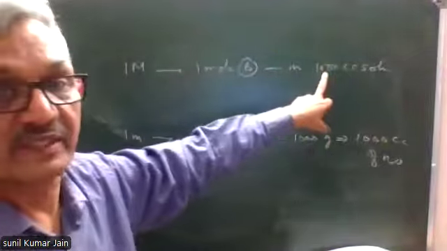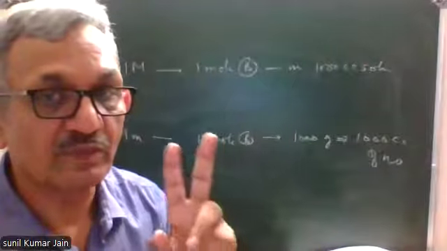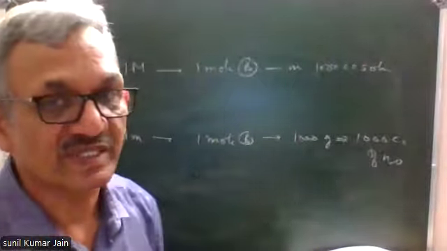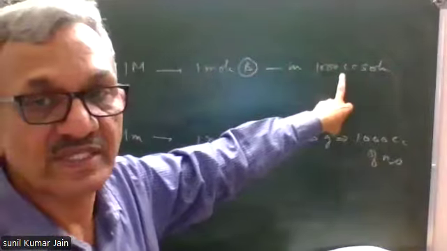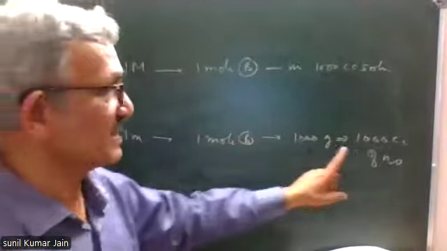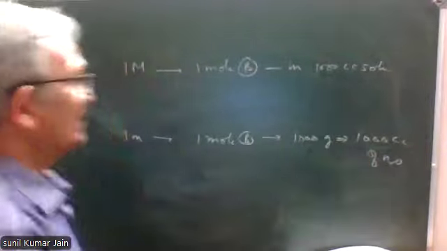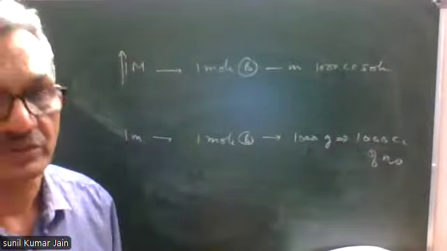It means in the first case, the volume of solution is 1000 cc, so the volume of solvent will be less than 1000 cc. So 1 mole of solute is present in less than 1000 cc of water. In this case, 1 mole of solute is present in 1000 cc of water. That is why this solution will be more concentrated than the 1 molar solution.